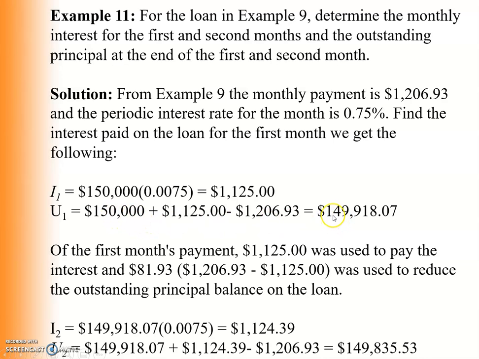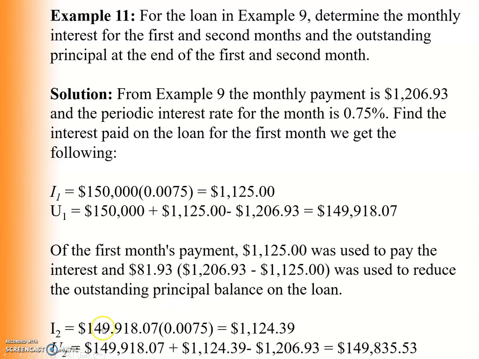So that will be $149,918.07. It means that out of the $150,000 loan, only about $72 have been decreased from the original amount. The rest was the interest. So in this case, of the first month's payment, $1,125 was used to pay the interest, and only about 981.93 was used to reduce the outstanding principal balance on the loan.